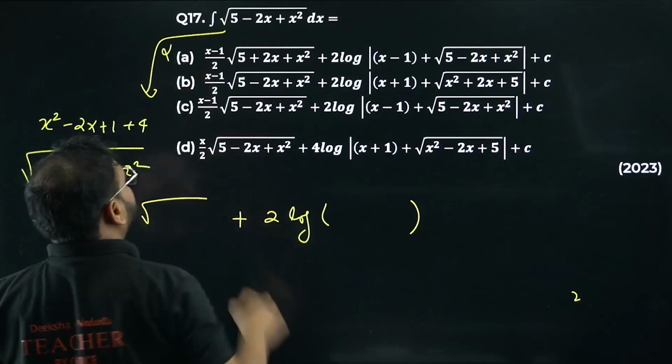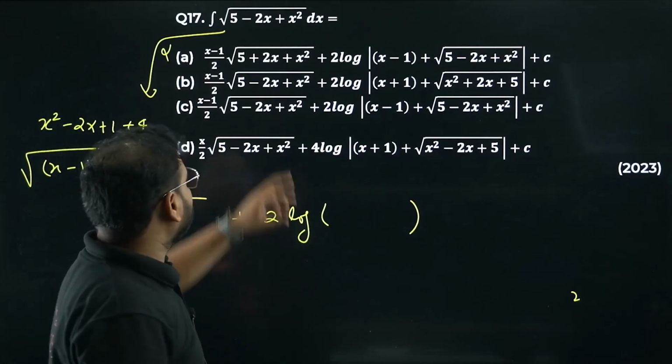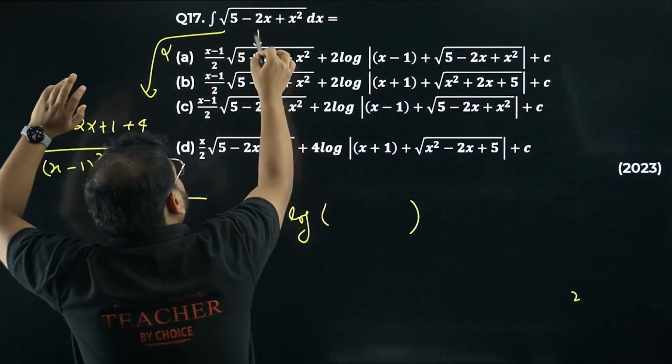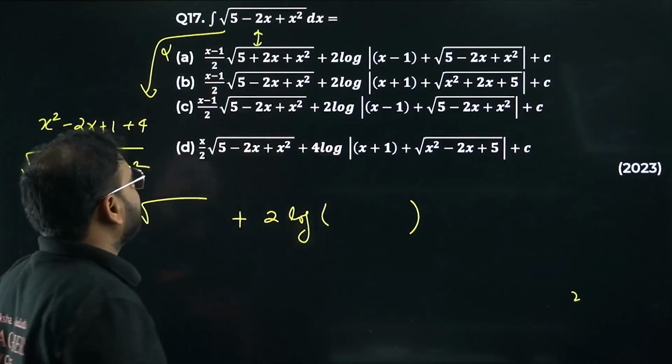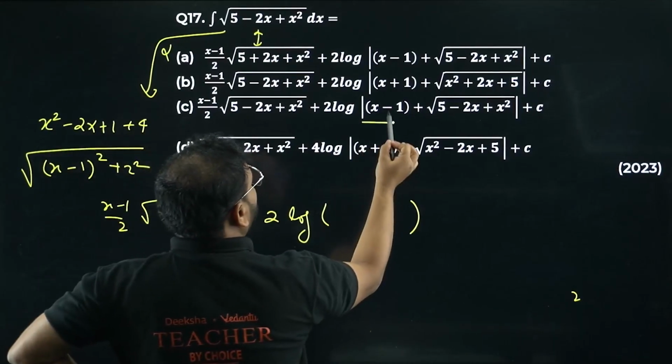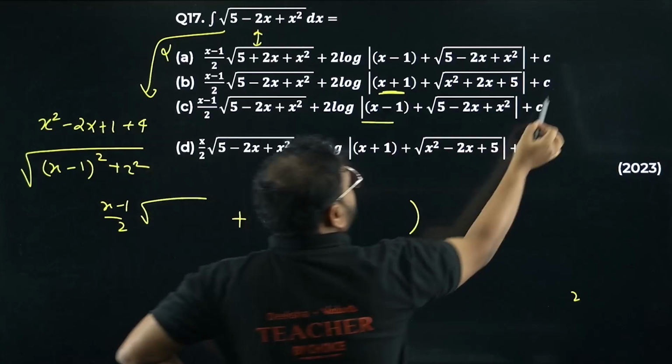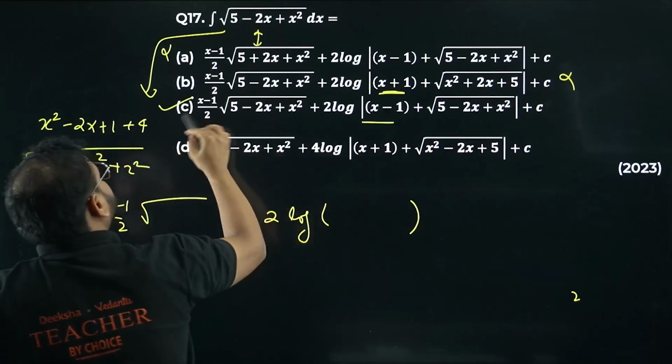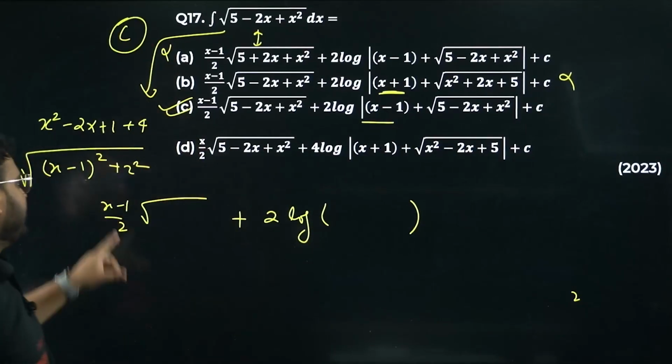Option A is gone, because you can't have this. Please check. These 2 roots are different. So option A is gone. Option B and C are the right ones. We have x minus 1, sir. We don't have x plus 1. It means B is also gone. We have the answer as option C. Please check. We have x minus 1, right?